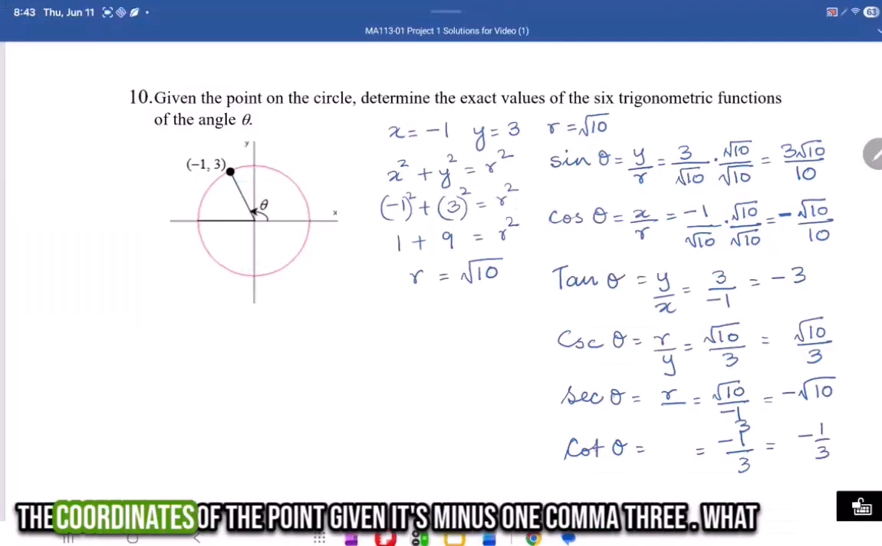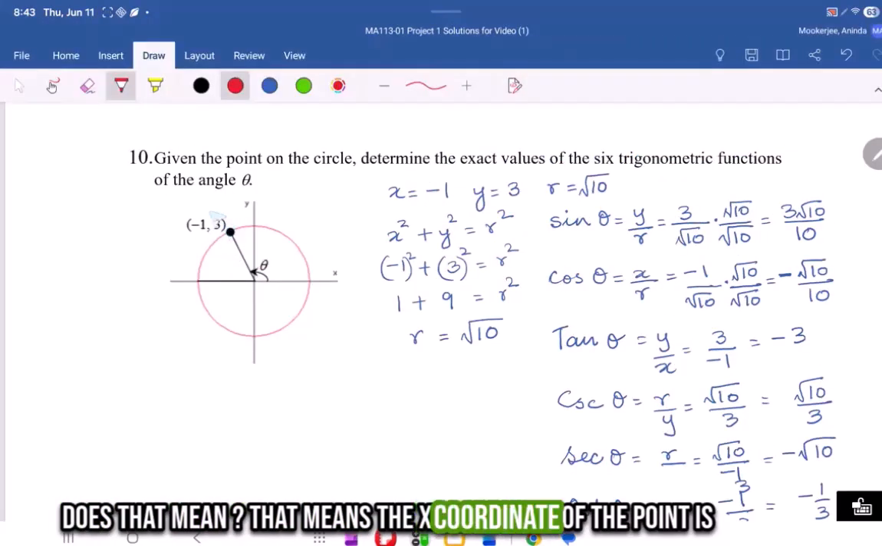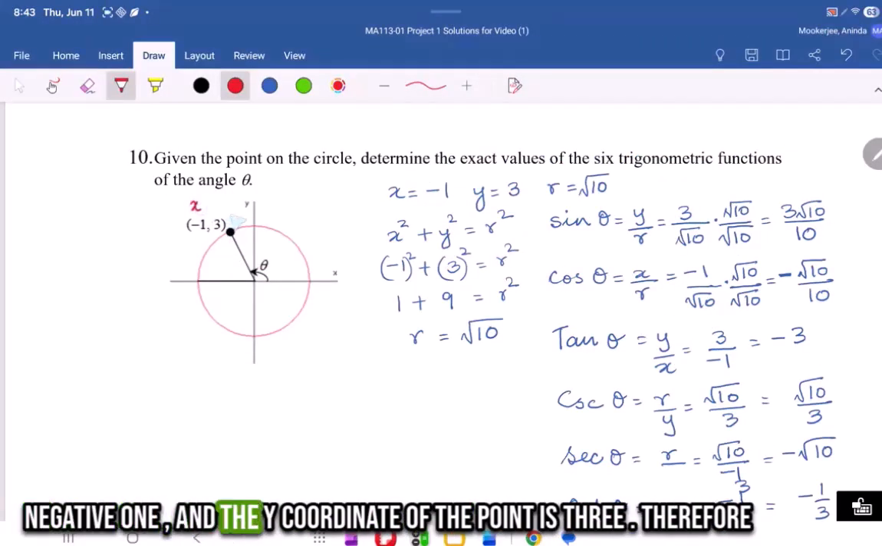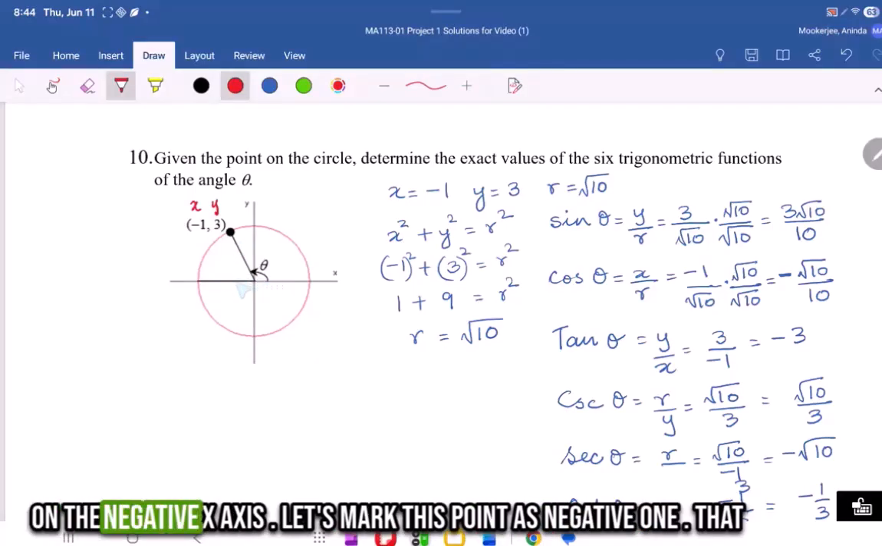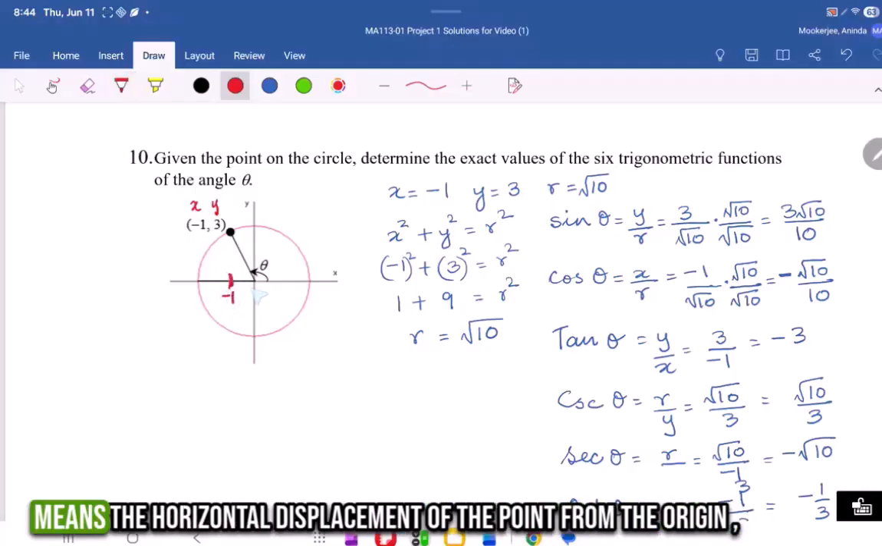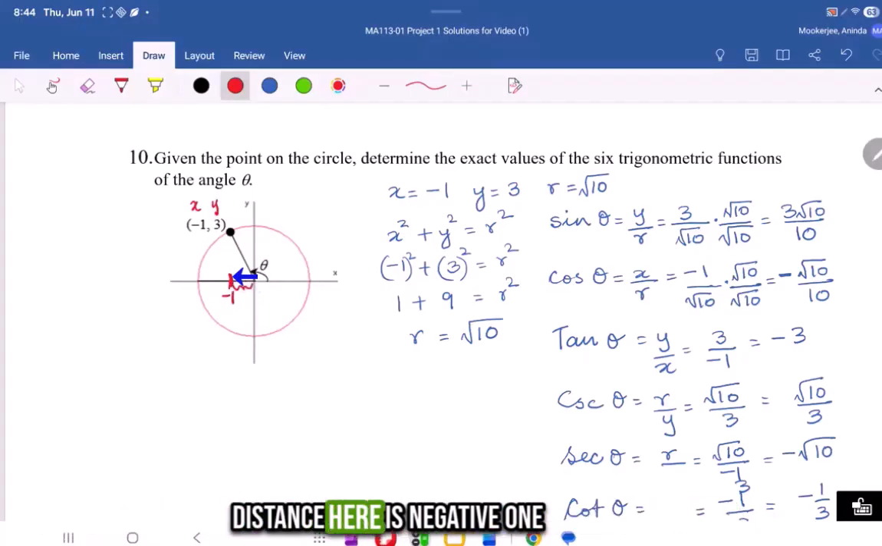Now let's look at the coordinates of the point given. It's -1, 3. What does that mean? That means the x coordinate of the point is -1 and the y coordinate of the point is 3. Therefore, if we look at our xy axis here, -1 is located on the negative x-axis. Let's mark this point as -1. That means the horizontal displacement of the point from the origin, from the point of intersection, is -1, correct? So this distance here is -1.